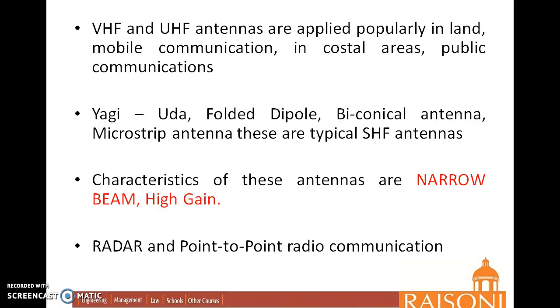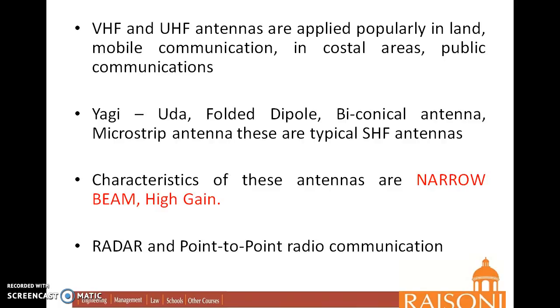VHF and UHF antennas are applied popularly in land mobile communication, coastal areas, public communications, and others. Folded dipole antenna, Yagi-Uda, biconical antennas, microstrip antennas. These are the typical SHF antennas. Before going to the further studies, let us see the VHF and UHF antennas.